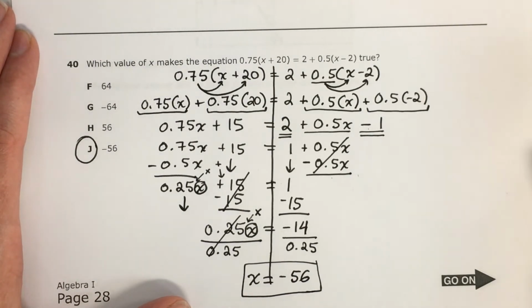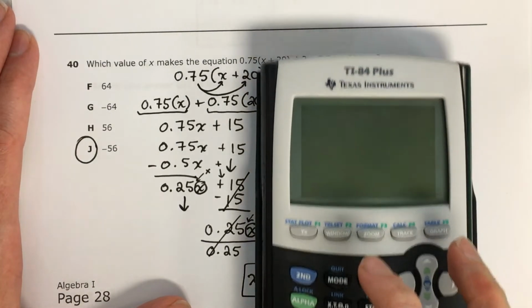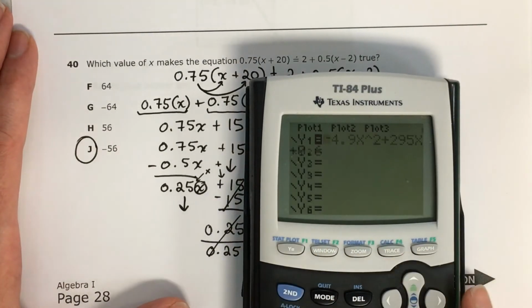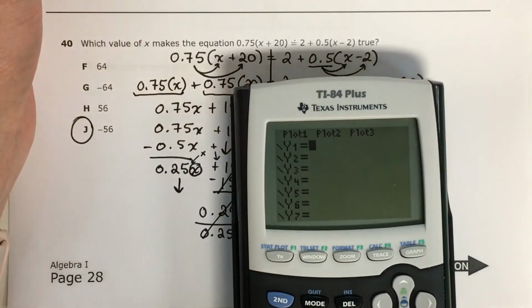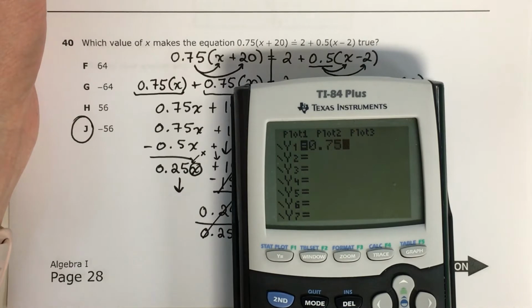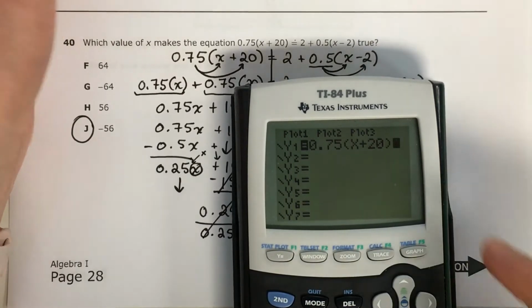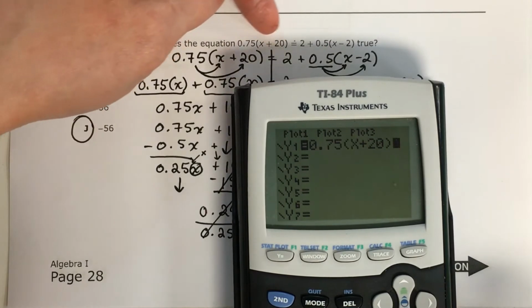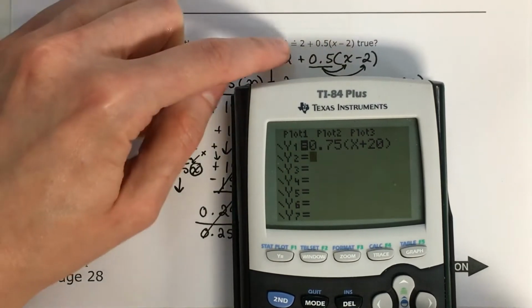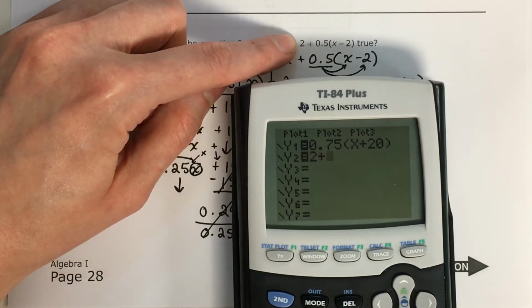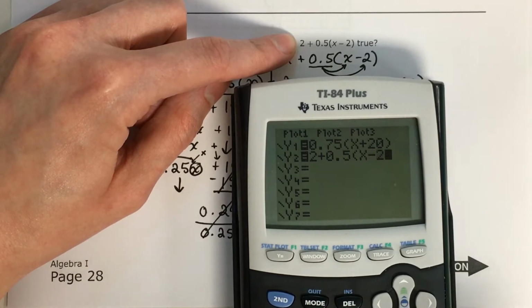Now, how do you check your answer? Well, here's what you're going to do with the calculator. You're going to push y equals. Clear. What is on the left, you will put up. So I'm going to write 0.75 parenthesis x plus 20 parenthesis. That's this right here. Now we're going to put what is on the right down. So that is 2 plus 0.5 parenthesis x minus 2 parenthesis.